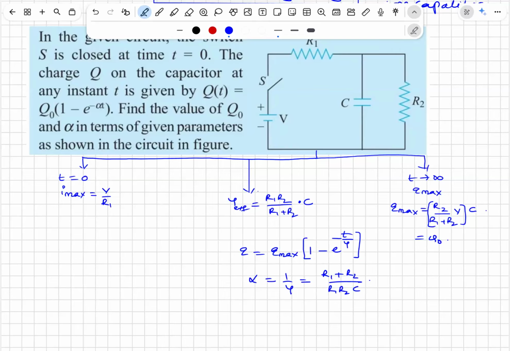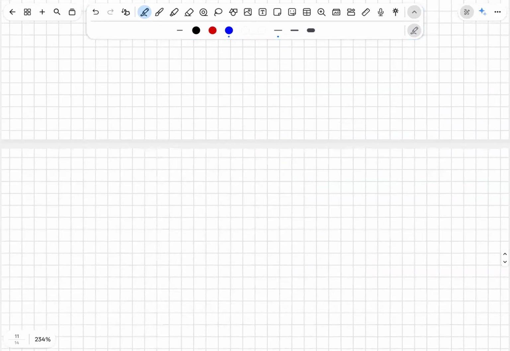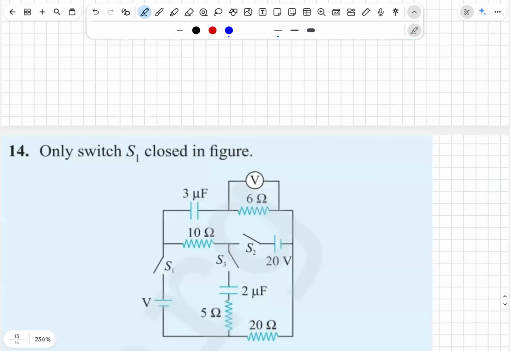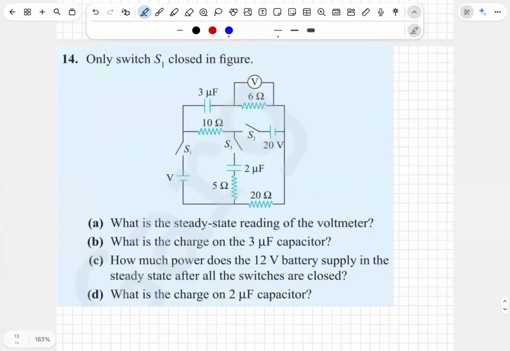Let's move on to this one. Okay, with this, I will close the basic models. Today, we will enhance our limits of theory to the next level. Only switch S1 closed in the figure. What is the steady state reading of the voltmeter? We will respond option wise in this.